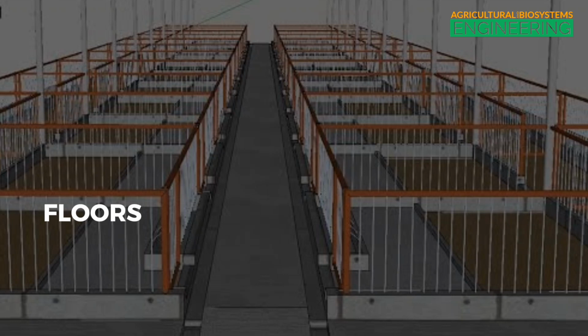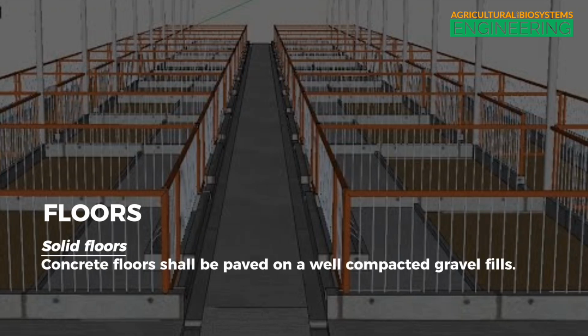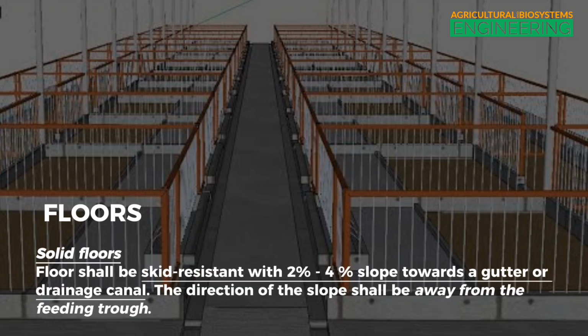Floors. Solid floors. Concrete floors shall be paved on a well-compacted gravel fills. Floor shall be skid resistant with 2%-4% slope towards a gutter or drainage canal. The direction of the slope shall be away from the feeding trough.